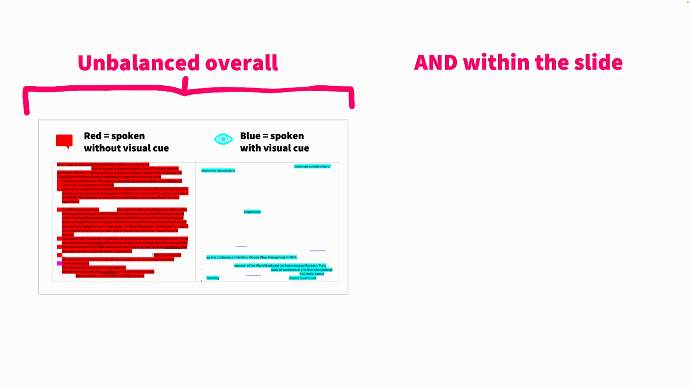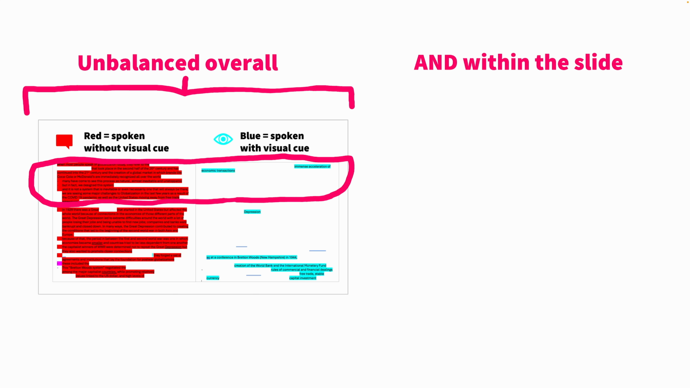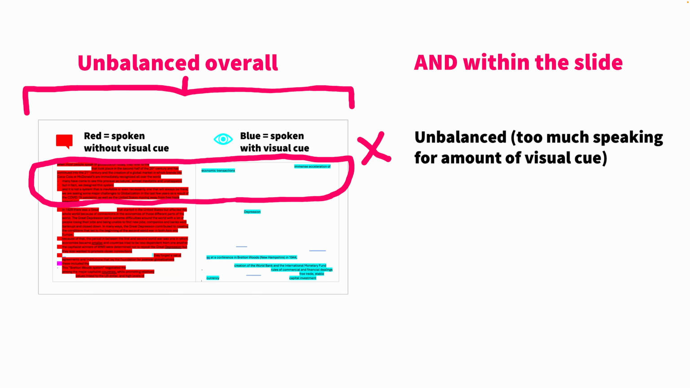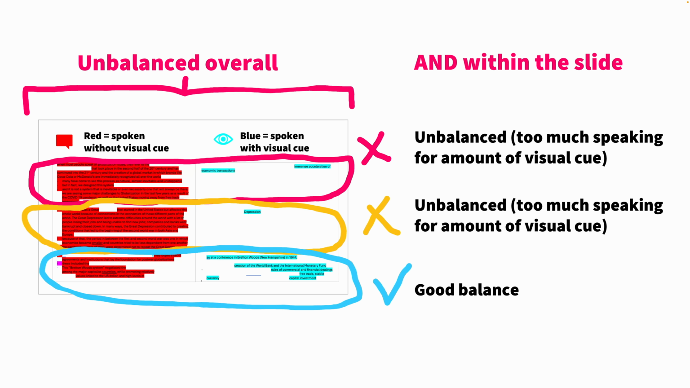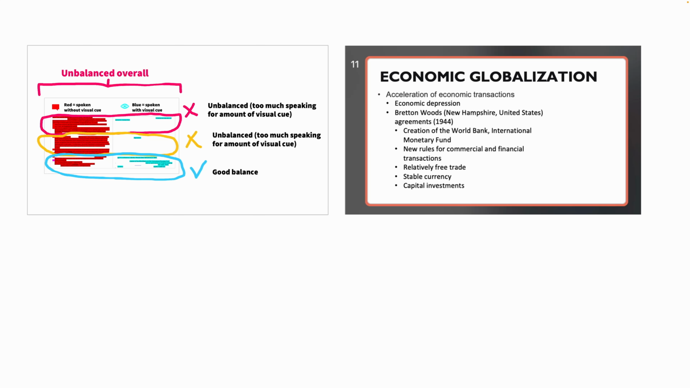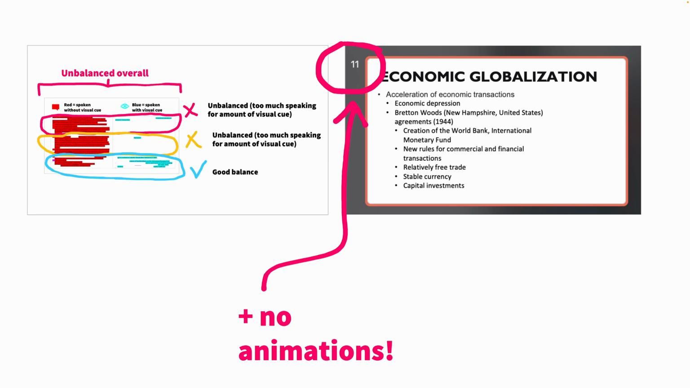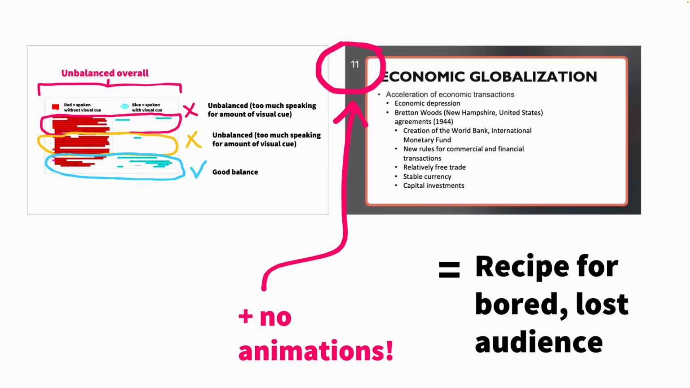And the whole slide itself is unbalanced. It's unbalanced overall, but it's also unbalanced within the slide. That first point here, barely any visual cue, lots of talking without a visual cue. Second point, same problem. But suddenly, for this third point here, this is where all the visual cues are. So this part did have a good balance. So it's unbalanced and inconsistent within the same slide. So it's a lot of talking without visual cues, without that balance, and there's no animations on this slide. So all of that together is a recipe for a bored or lost audience, or both.